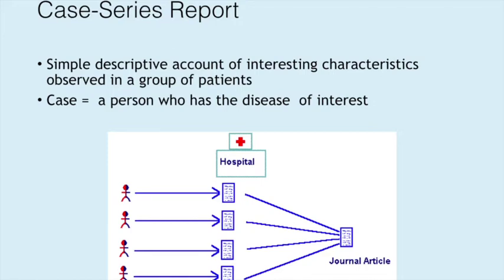A case series report is a simple descriptive account of characteristics in a group of patients. So one case would be one person who has that disease of interest. And then we use chart notes from several of those cases to write a journal article. Some strengths: it is used for a lot of new emerging diseases or epidemics and to generate hypotheses for future study. Some weaknesses: it's the least valid approach for causation, and it has the least control of competing variables.